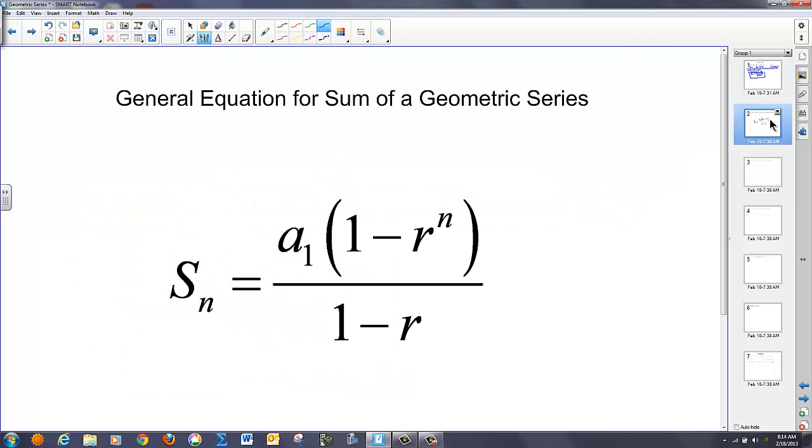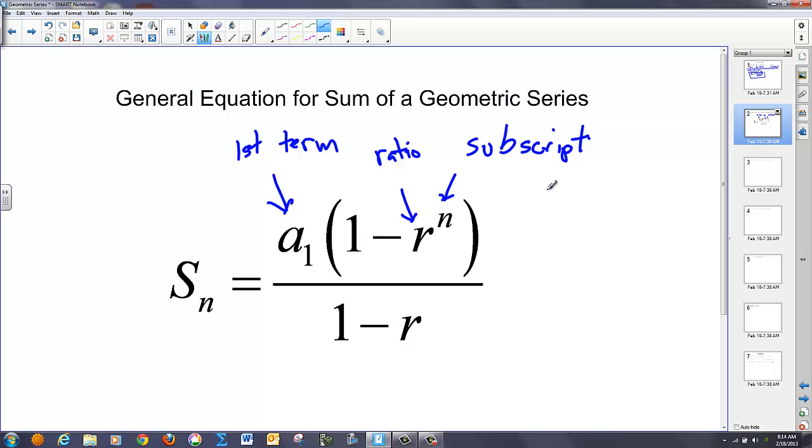Let's clean it up a little bit. And here it is. Obviously, a sub 1 is your first term. R is your ratio. N is the subscript, or in this case, the number of terms. We've already talked about R, and S sub n is the sum of n terms.